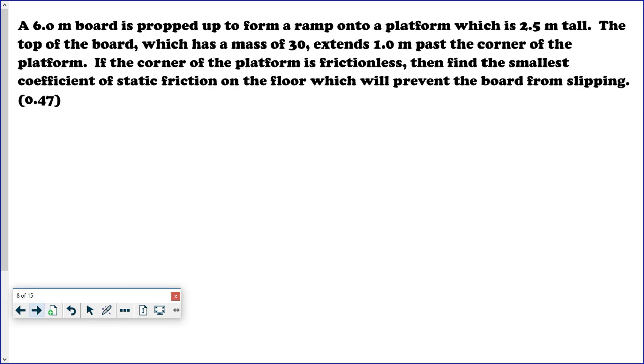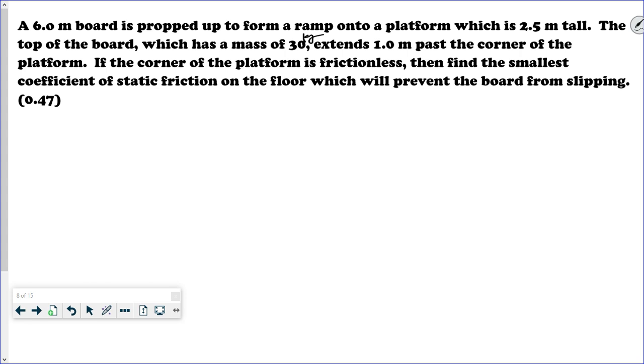All right, so here we've got a 6-meter long board. It's propped up to form a ramp onto a platform that's 2.5 meters tall. The top end of the board has a mass of 30 kilograms. Oops, I forgot to put units in here, 30 kilograms. The top of the board extends 1 meter past the corner of the platform. So if the corner of the platform is frictionless, then find the smallest coefficient of static friction on the floor, which will prevent the board from slipping.